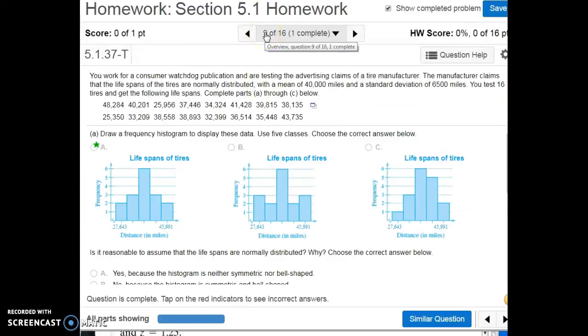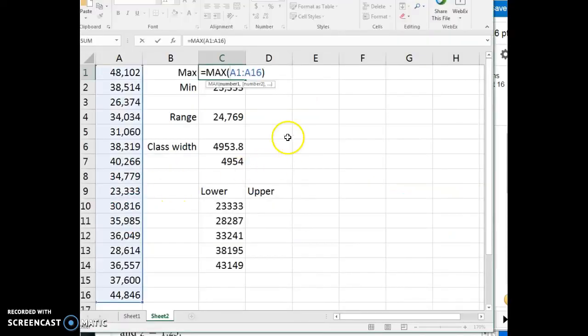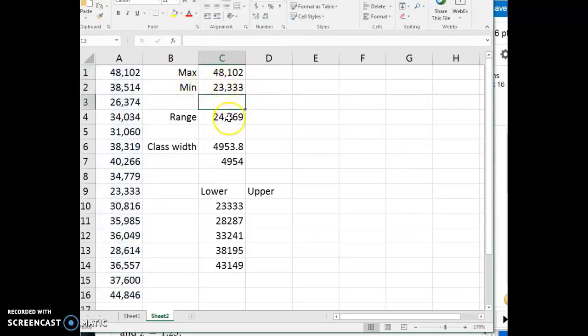For number 9, there are several parts to the problem, and the first one is to draw a frequency histogram. So I'm going to look at this data here in Excel. You can use the max formula to find the biggest value, the min formula to find the smallest value, and then the range is just the subtraction of those two. The class width: the problem said to have 5 classes, so I divide the range by 5, and then I need to round up to the next whole number.